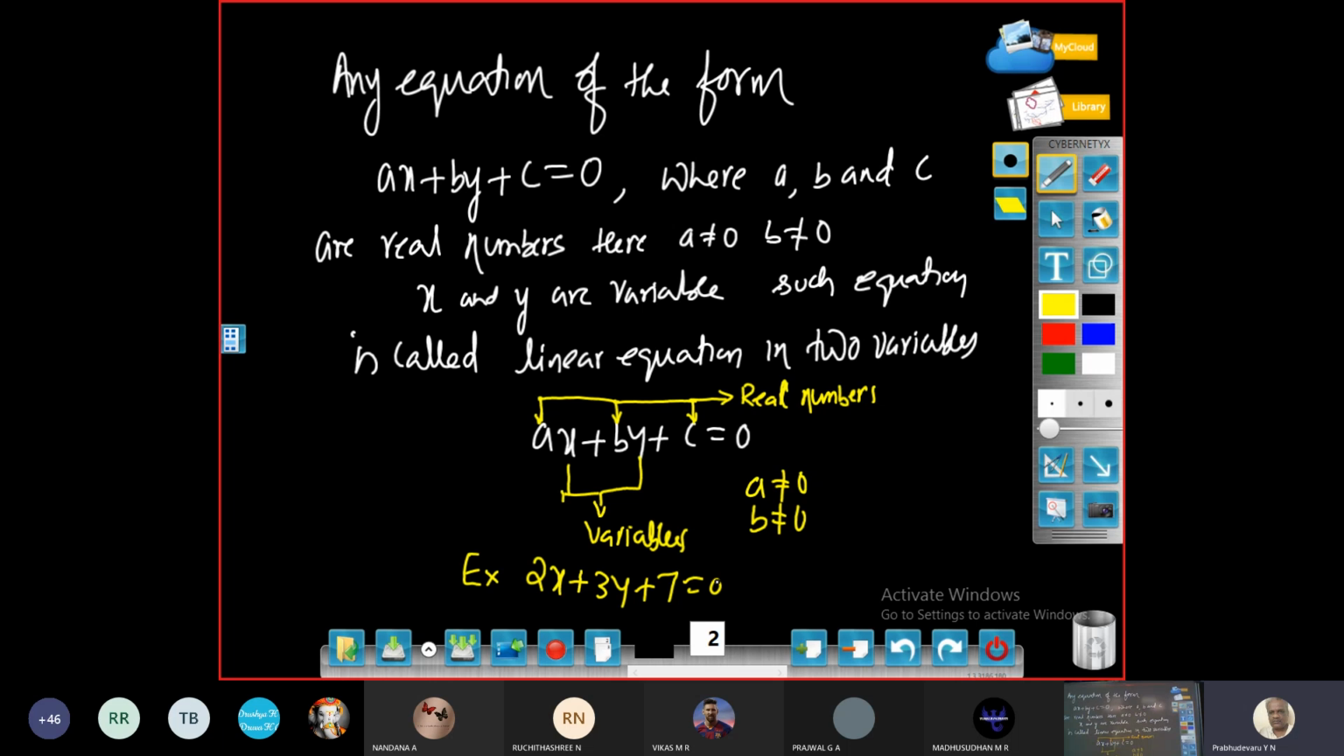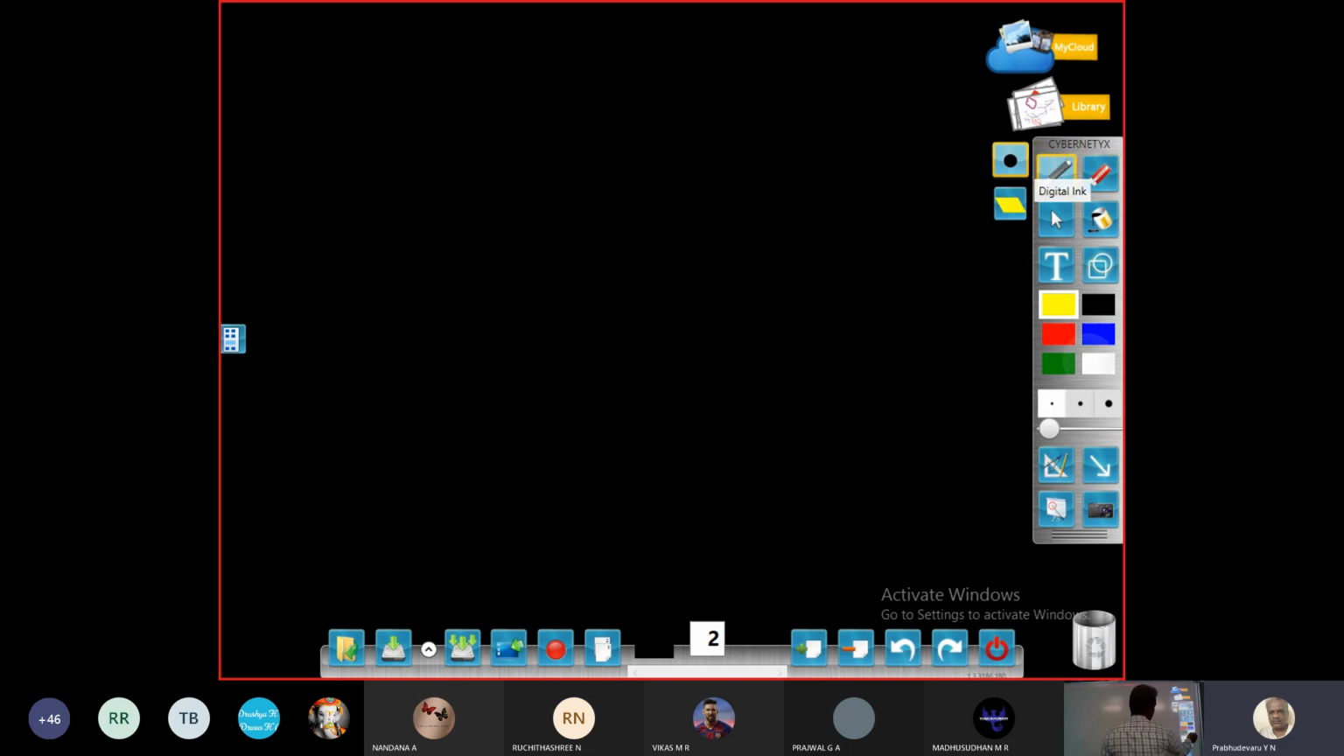Now there are some equations which are not in the standard form. This ax plus by plus c is equal to 0 is called the standard form of writing a linear equation. Okay, we will take some examples. You have to write these in the standard form. First one, 2x plus 3y is equal to 4.37. This is also a linear equation in two variables only.